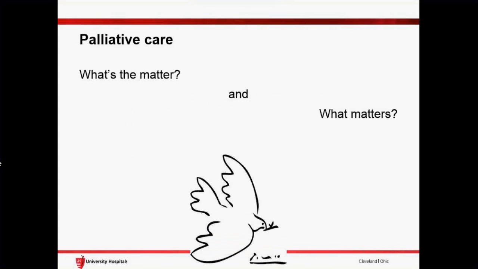Palliative care: what's the matter and what matters? This is Jenny's slide. So you want to speak something on this? This is just to show the description I heard recently, those are two things that we have to address.